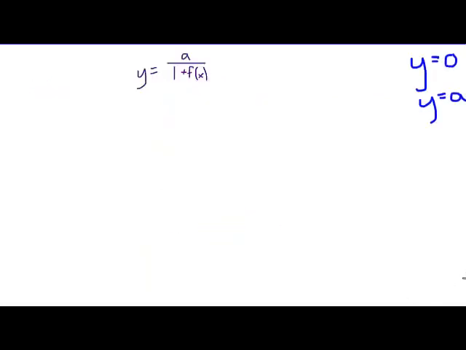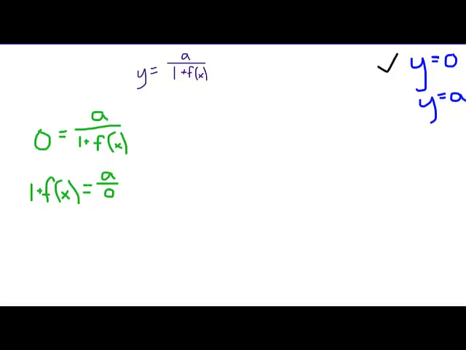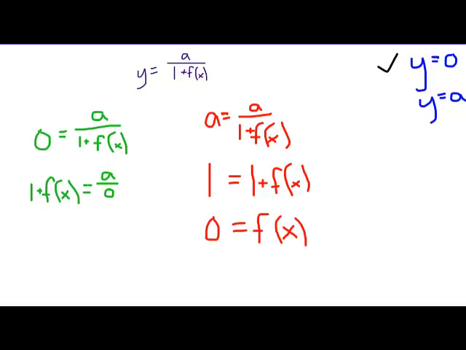From this point, we can figure out f of x using the asymptotes. When we plug in 0 for y, we know that we should get out an undefined answer. Cross multiply, and already we're dividing by 0, which means that we know that y equals 0 is indeed an asymptote. And then we can plug in a for y as well, and cross multiply again to get 1 equals 1 plus f of x. Subtract 1 from both sides, and you get 0 equals f of x, which means that y equals 0 needs to be an asymptote of f of x.